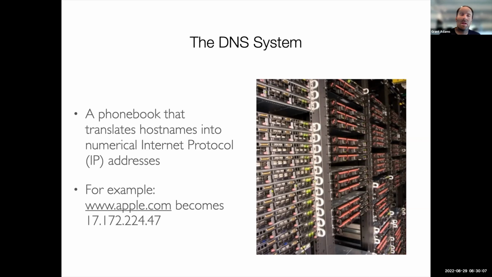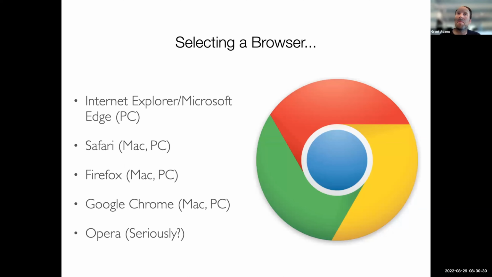Now if you had to remember, oh, I need to go visit Apple, it's 17.172, that's really hard. So instead, we have this system that translates words into those physical addresses. And this is what one of those server rooms looks like. When I talk about a computer, it's not like a desktop computer sitting there. It's a powerhouse of computers that are all networked together that host that particular web page.